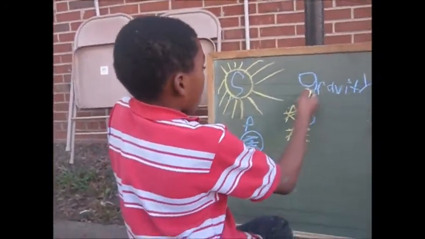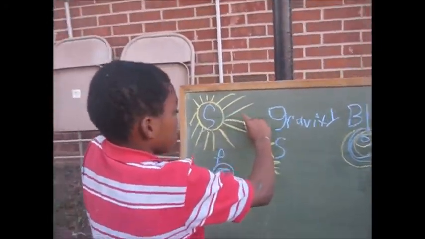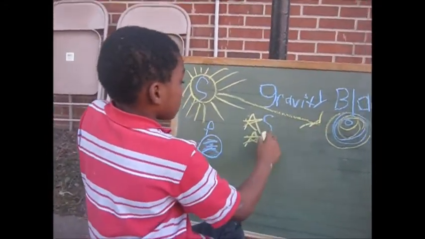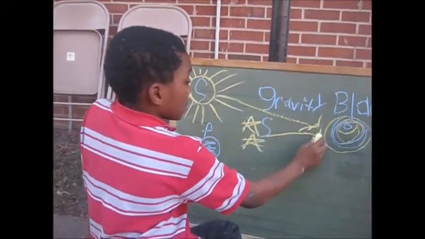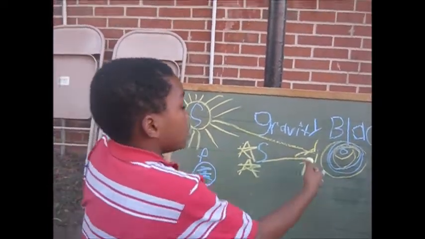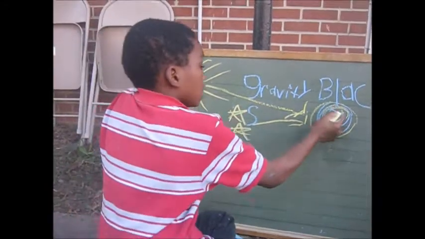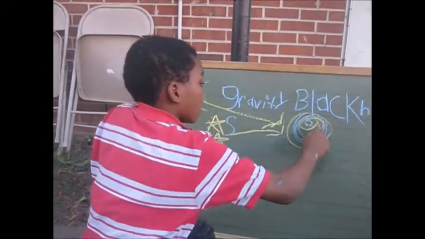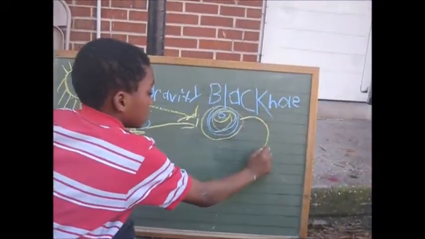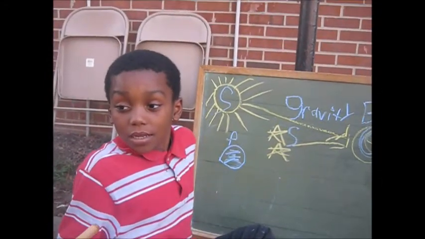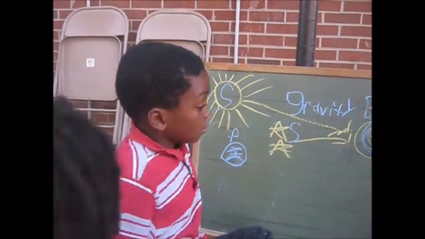Yeah. So gravity pulls this. It pulls stars, right? It can rip stars apart, right? And when this gets full, when all the stuff gets sucked in, this will come. This will happen to this. Right. Okay, good presentation. What you need to go? Make another black hole.